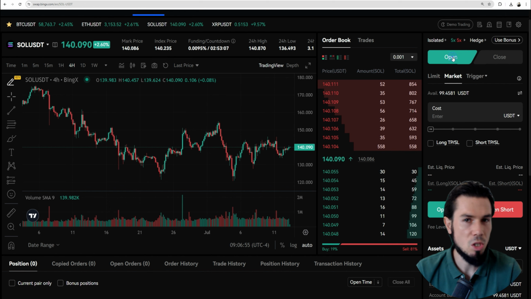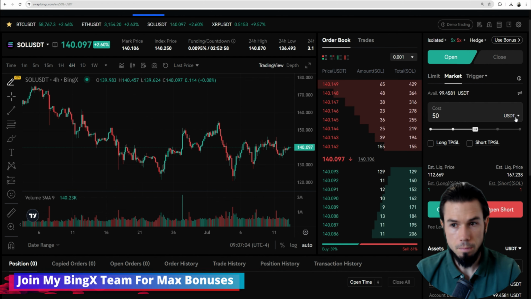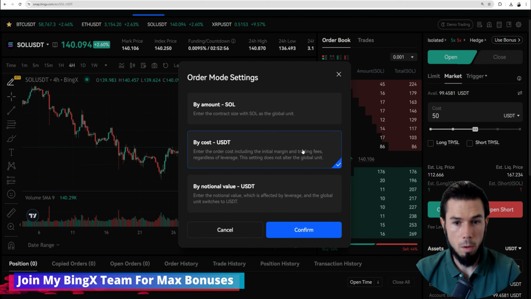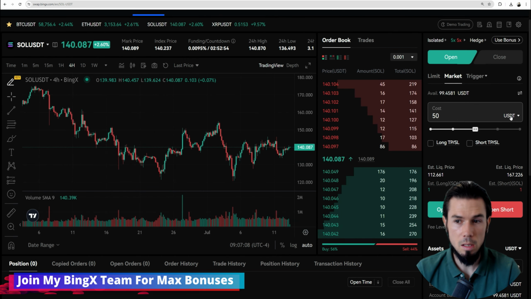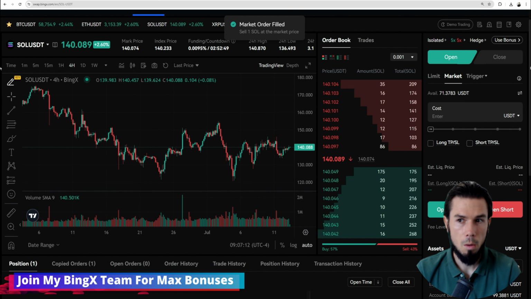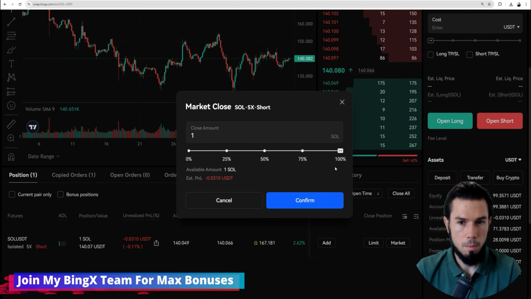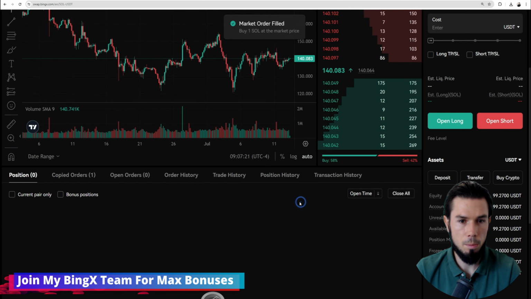How do you do a short? Simply, you got your open tab and you just do short, open a short. We can put here $50, right? By USDT. You always want to see that. By USDT, open up short, confirm. We got into a short position. Now we're 5x short. And I'm going to simply do the same thing. Market order, execute this one, confirm.